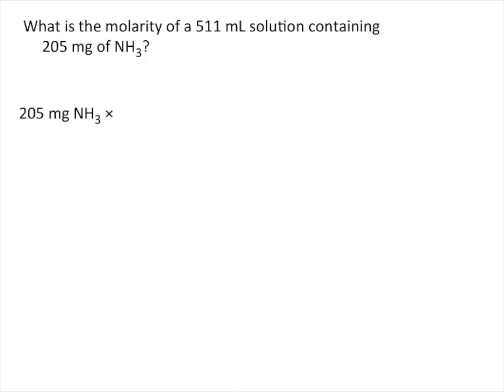Okay, so for the solution, we're going to try to find molarity, but we need moles over liters to do that. And right now, we don't have moles of ammonia, we have milligrams. So we need to find the number of moles of ammonia. So okay, we have 205 milligrams of ammonia. Now to get that into moles, well, we first have to convert milligrams to grams.